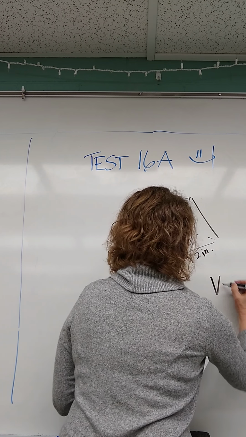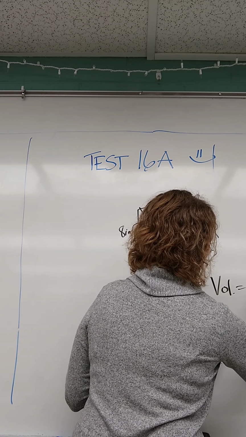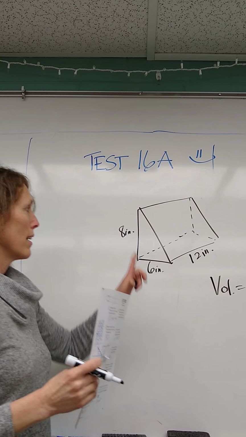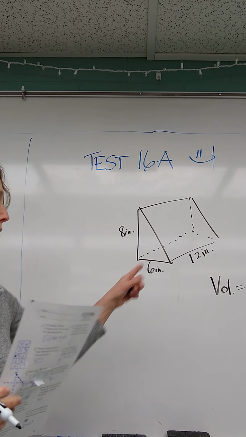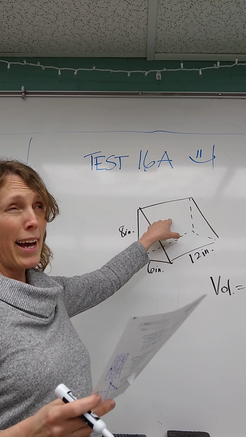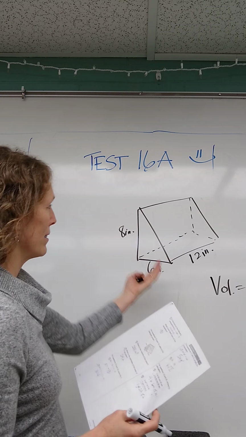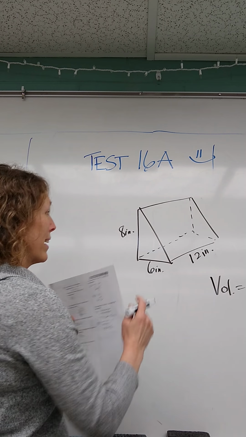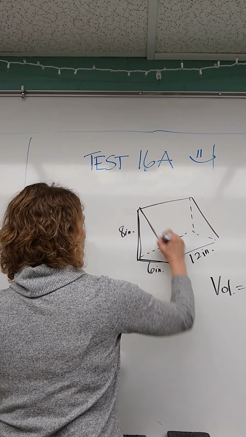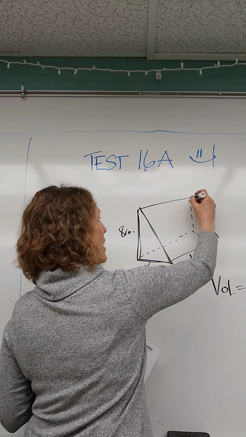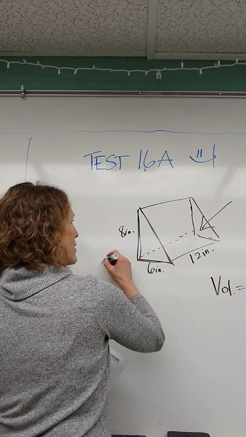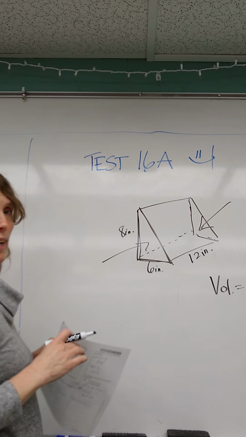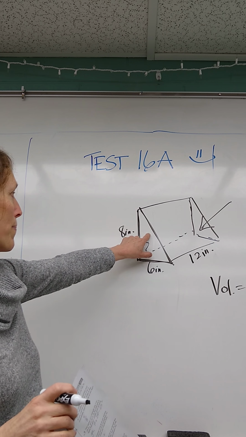You guys all remember that volume equals base times height. The tricky part is deciding with a prism of any kind what the base is. And remember, the base does not have to be the bottom. It's the side that is the same on the top, or on one side and on the other side. This is the same as this. So this triangle will be the base of this prism.